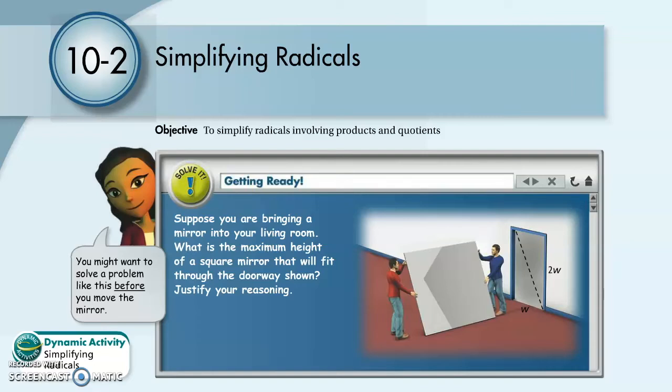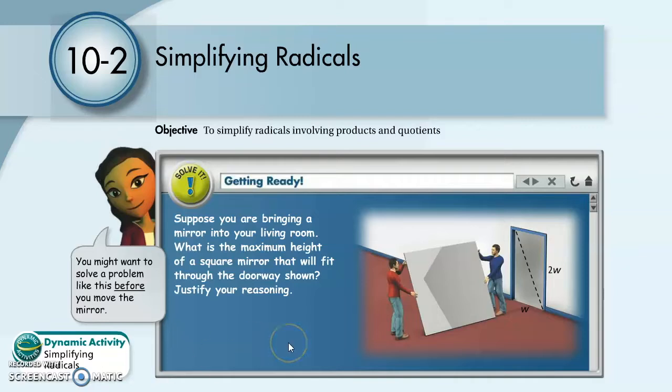Welcome to lesson 10-2 for Algebra 1. This lesson is entitled Simplifying Radicals. It's been a long time since we talked about math. I understand if you guys have forgotten some of this stuff, but we're going to go ahead and pick up where we last left off. And lesson 10-2 is going to talk about how to simplify radicals.